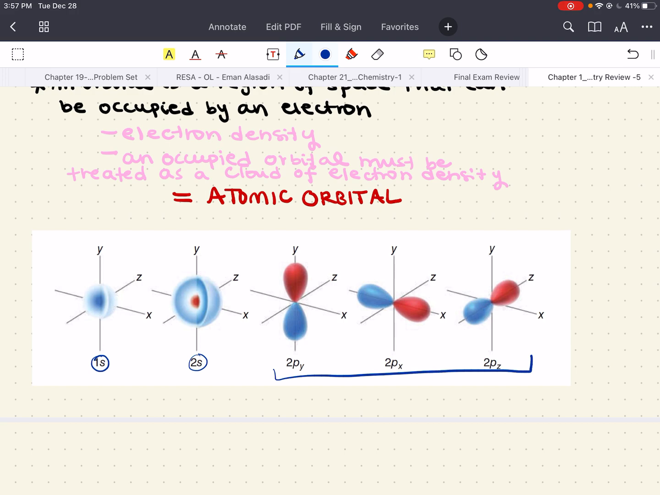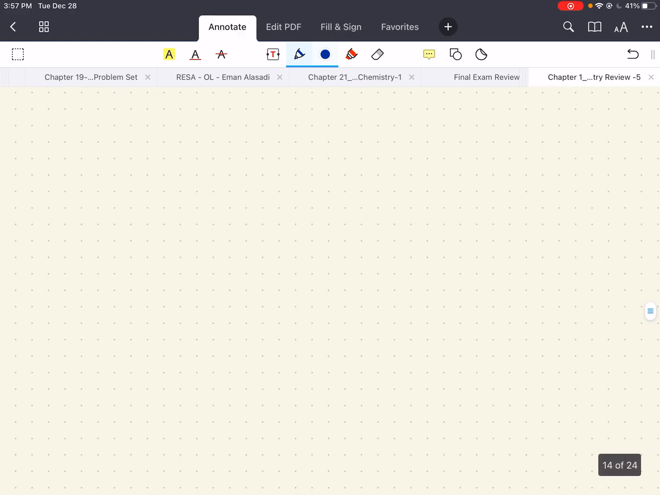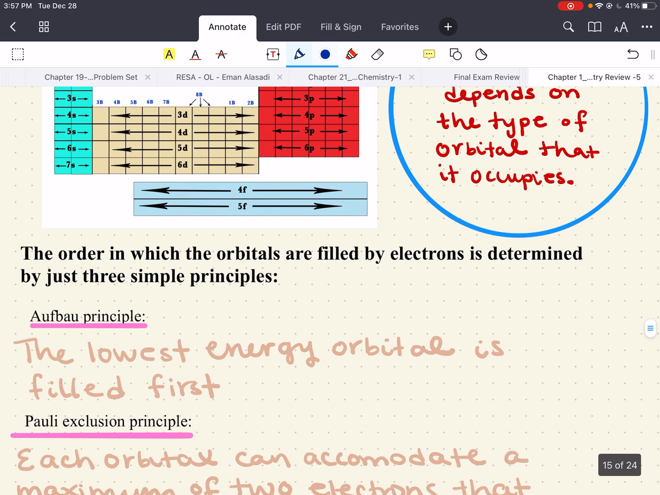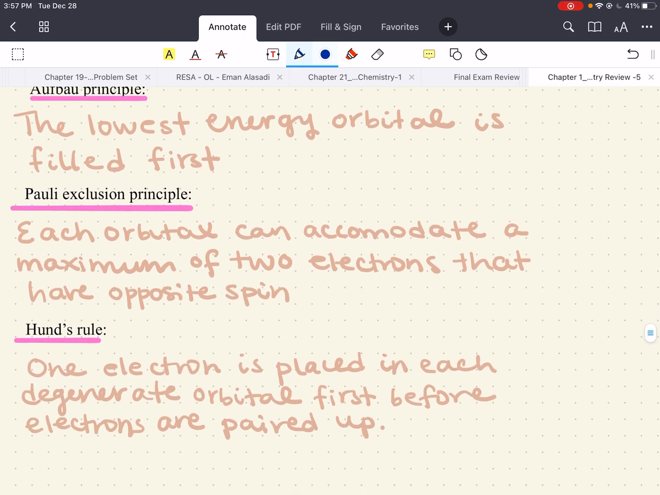Now, how do we appropriately fill the atomic orbitals with electrons for atoms? The order in which orbitals are filled by electrons is important, and it's determined by three simple principles. You have your Aufbau principle, which states that the lowest energy orbital is going to be filled first. Then you have your Pauli exclusion principle, which says that each orbital can accommodate a maximum of two electrons that have opposite spin. And Hund's rule says one electron is placed in each degenerate orbital first before electrons are paired up.